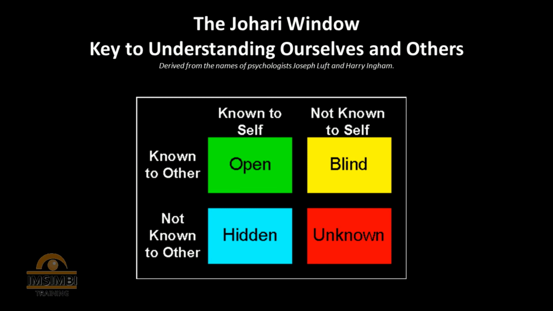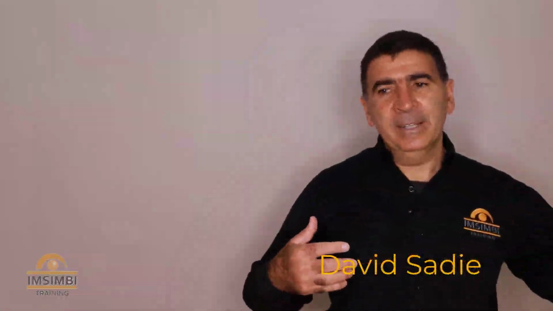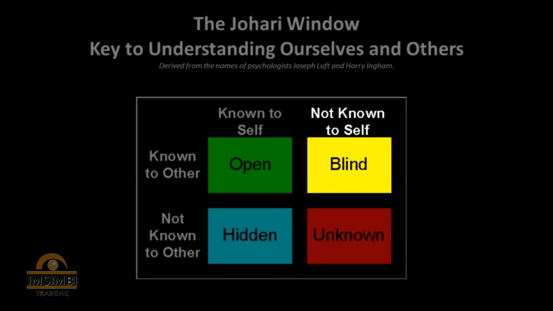And the first quadrant, open area, is known to me and known to others. Those are my strengths, areas of my personality that I'm aware of. Others can see those traits, and it's my open quadrant. The second quadrant is the blind area, unknown to myself but known to others.